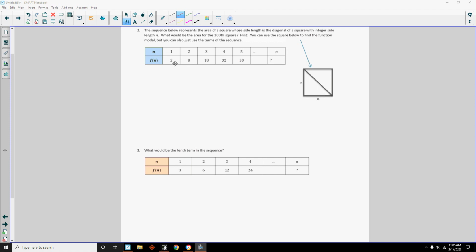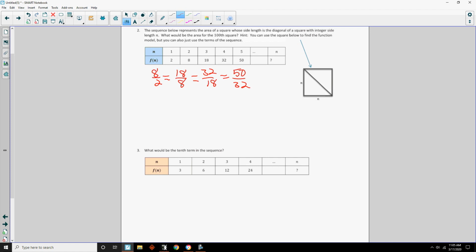And looking at this, 8 minus 2 is 6, but 18 minus 8 is 10. So there is no common difference. Then we want to look at consecutive terms to see if the sequence is geometric. So 8 divided by 2 has to equal 18 divided by 8, and that has to equal 32 divided by 18, and that has to equal 50 divided by 32. Well, 8 divided by 2 is 4.